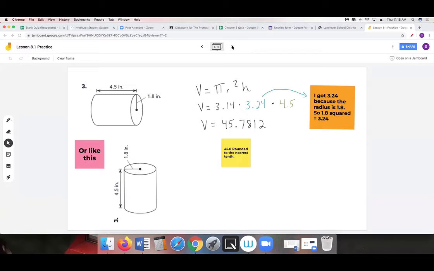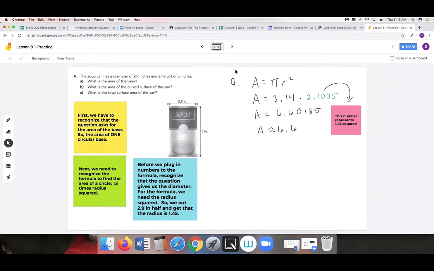I think 4 starts to get a little trickier. So for 4A, it's what's the area of the base? So I have these little sticky notes here. First, we have to recognize that the question asks for the area of the base, one base. So it doesn't ask for the total of the top and the bottom base. It just says what's the area of the base.